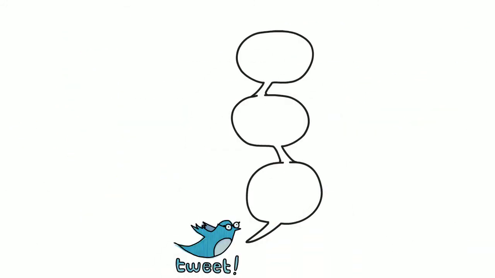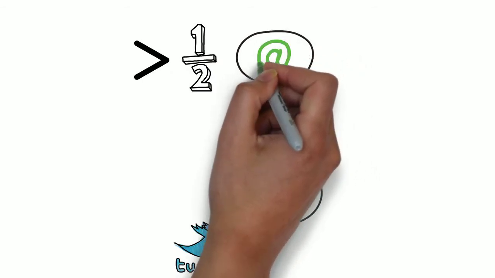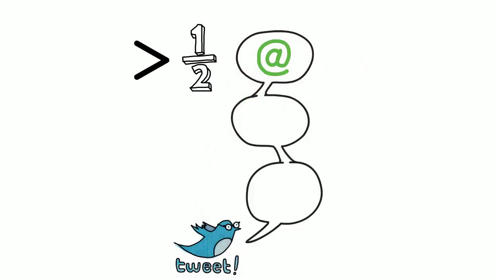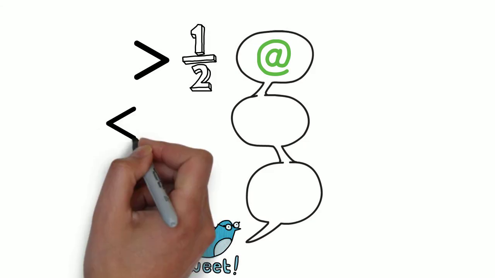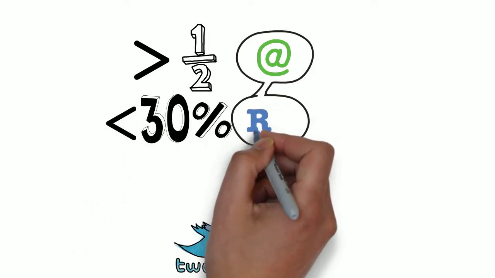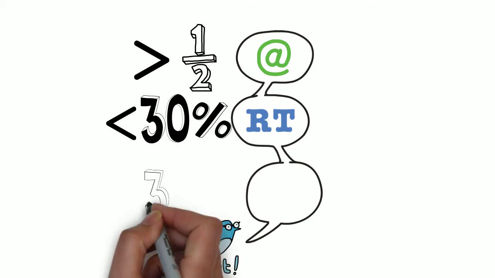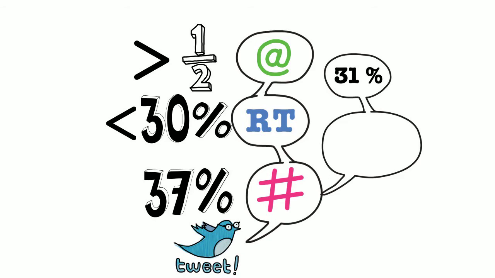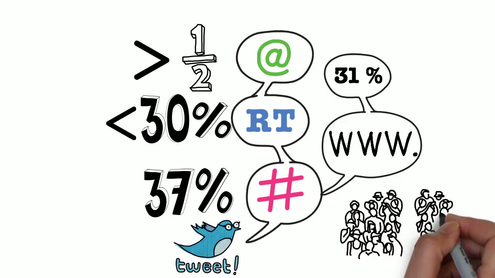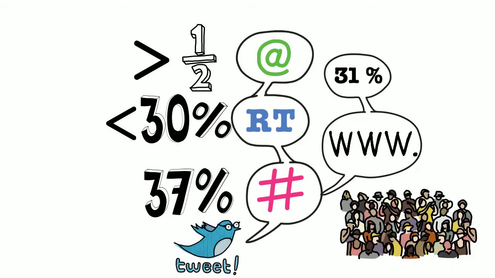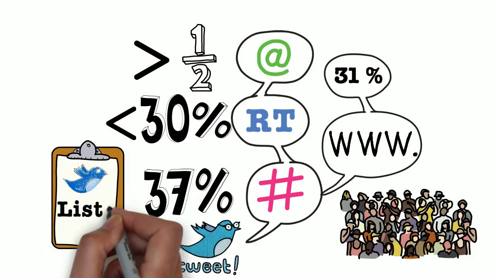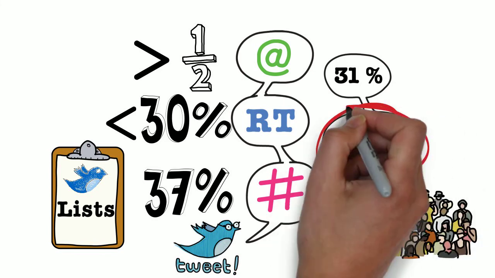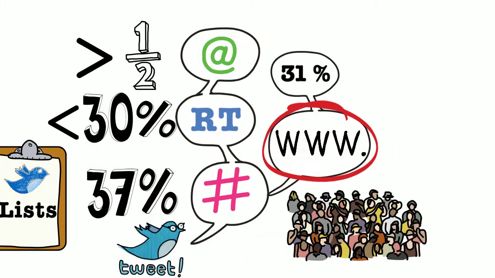Here's what we found. Over half of tweets posted by education scholars mentioned other users. About a quarter were replies to other users. And fewer than 30% of tweets were retweets. 37% of the tweets included a hashtag, and about 31% included a hyperlink. We also found that when compared to students, professors had more followers, were included in lists created by others more often, and included more links in their tweets.